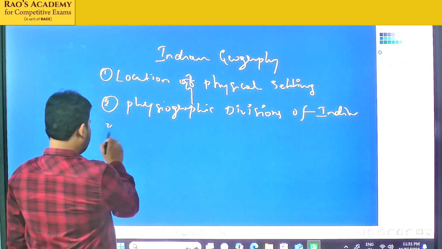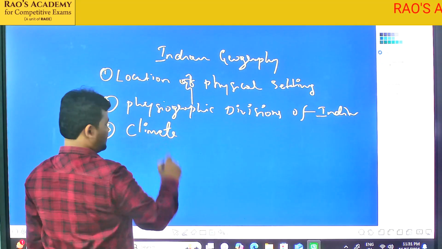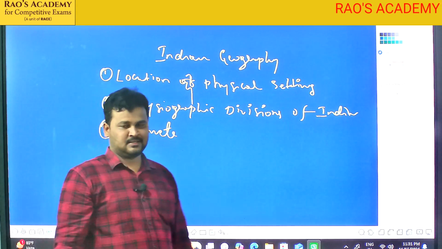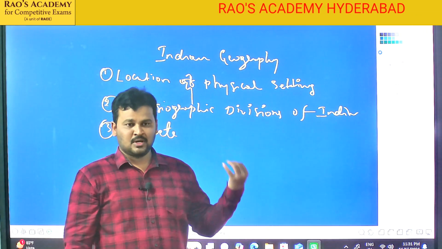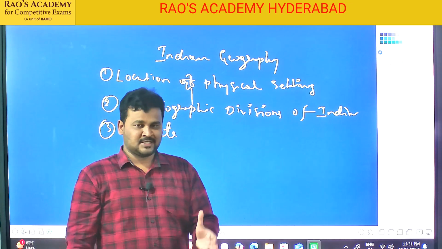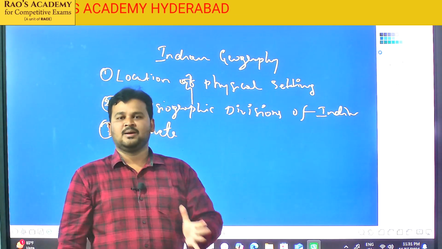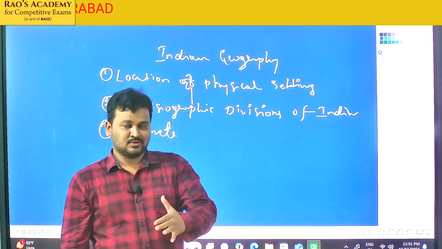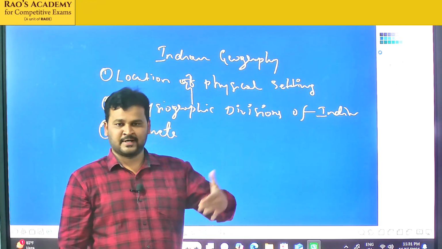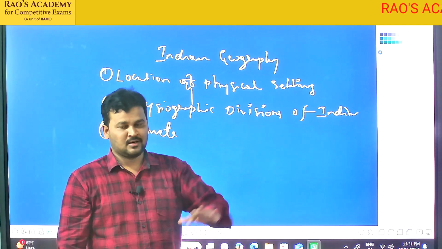And coming to the third chapter, you need to know about the climate of India, meaning the type of climate that is present here. According to the Köppen classification, or according to our observation of temperature and pressure in India, we can conclude that India has a tropical monsoon type of climate. Why does India have a tropical monsoon climate? Because India is located in the tropics, near 23.5 degrees north latitude.